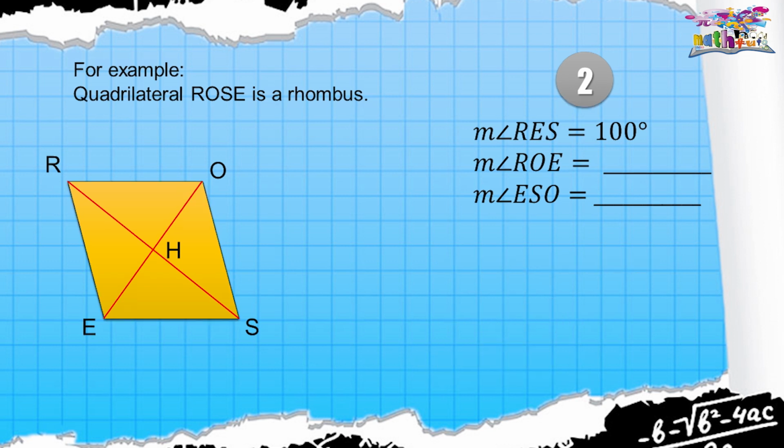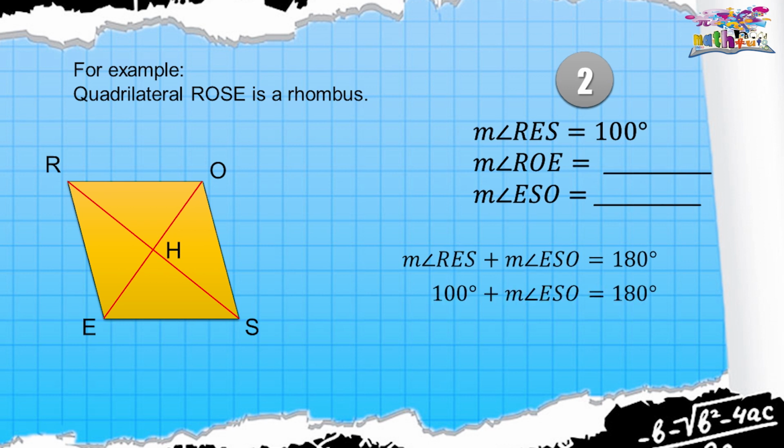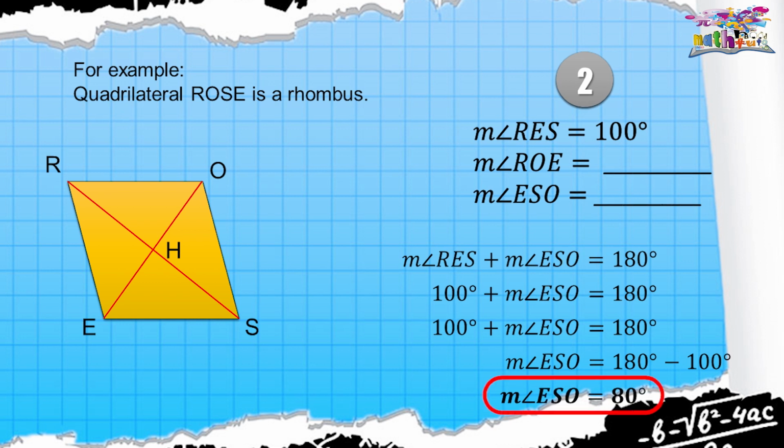And finally, let us find the measure of angle ESO. Angle RES and angle ESO are consecutive angles of rhombus ROSE, and they are supplementary. Hence, substituting the measure of angle RES, simplifying the results, therefore, angle ESO measures 80 degrees.